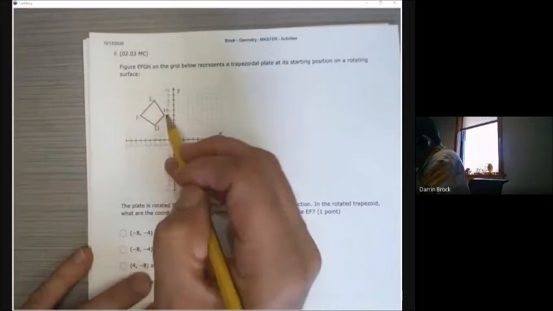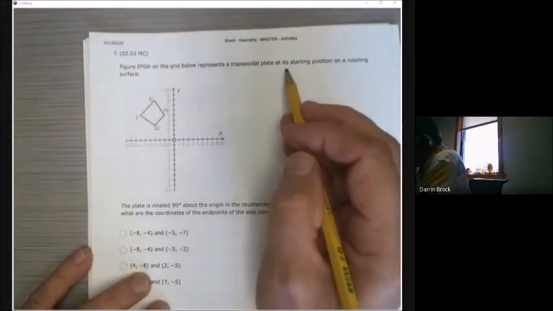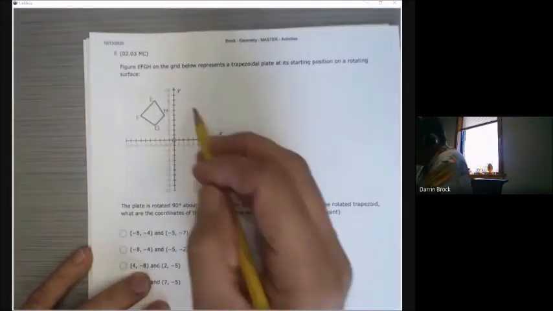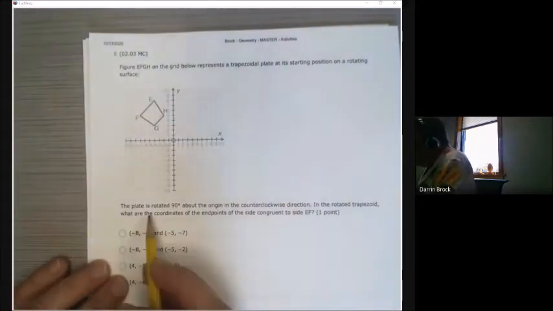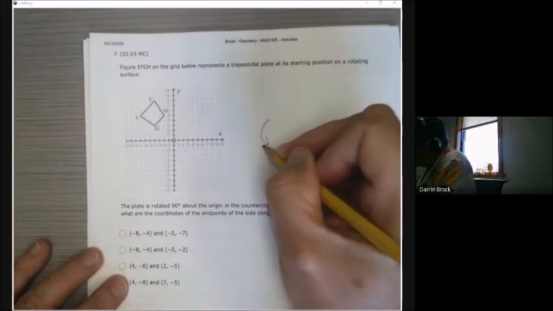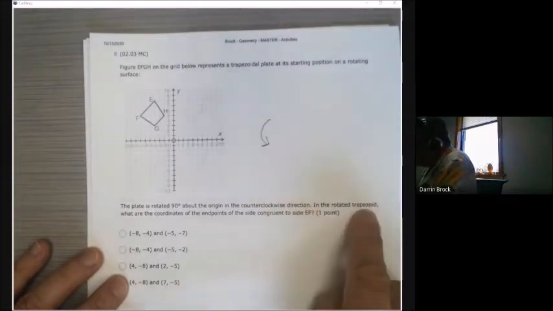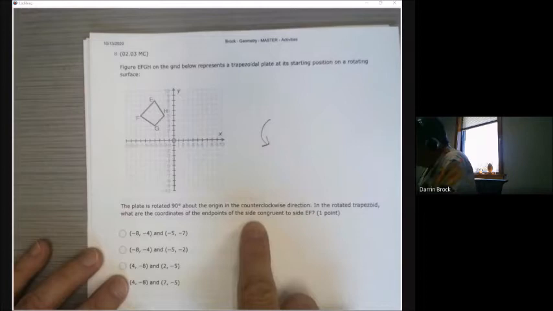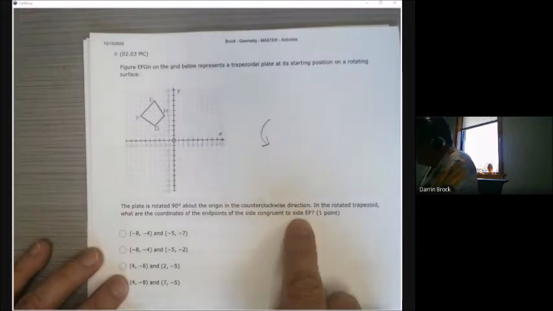Okay, EFGH represents a trapezoidal plate at its starting position on a rotating surface. So it tells us this rotates. The plate is rotated 90 degrees counterclockwise. So counterclockwise is that way. And in the rotated trapezoid, what are the coordinates of the endpoints of the side congruent to EF?